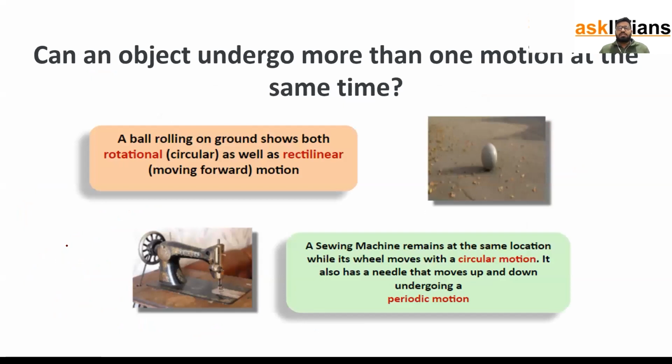Now there can be some cases where an object can undergo more than one type of motion at the same time. Of the types of motion we have studied, there can be some objects which can perform multiple types of motion at the same time.